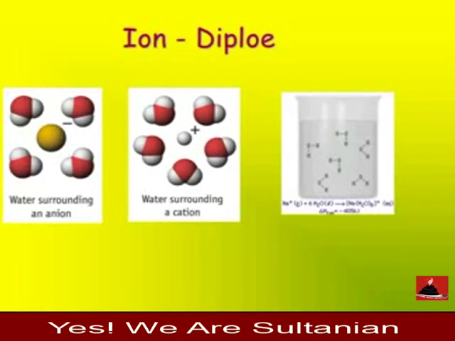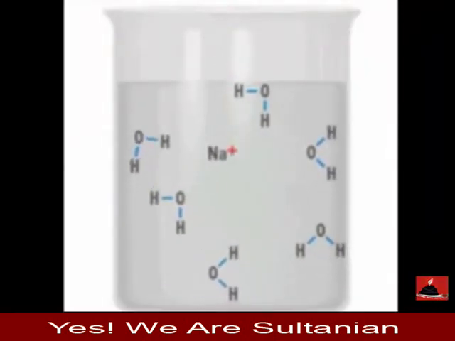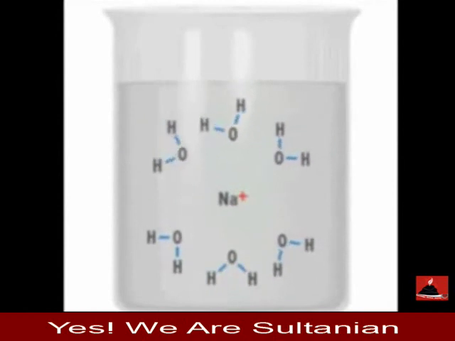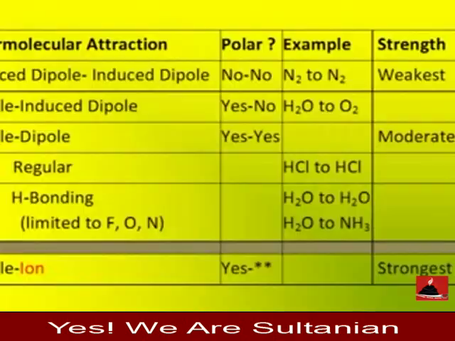When a cation engages in ion-dipole attractions with a water molecule, notice how the water molecule is oriented towards the cation. The oxygen is pointed towards the cation because the oxygen is slightly negative. This table summarizes all of the intermolecular attractions that were covered in this video.